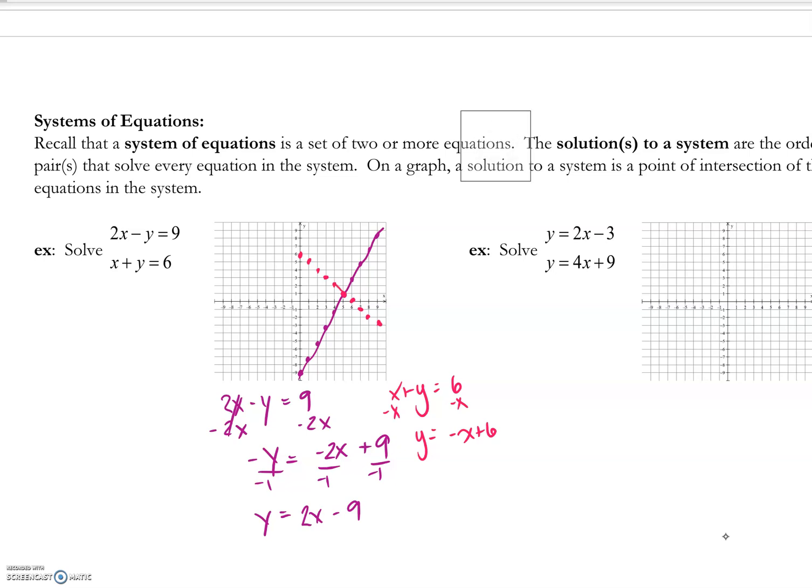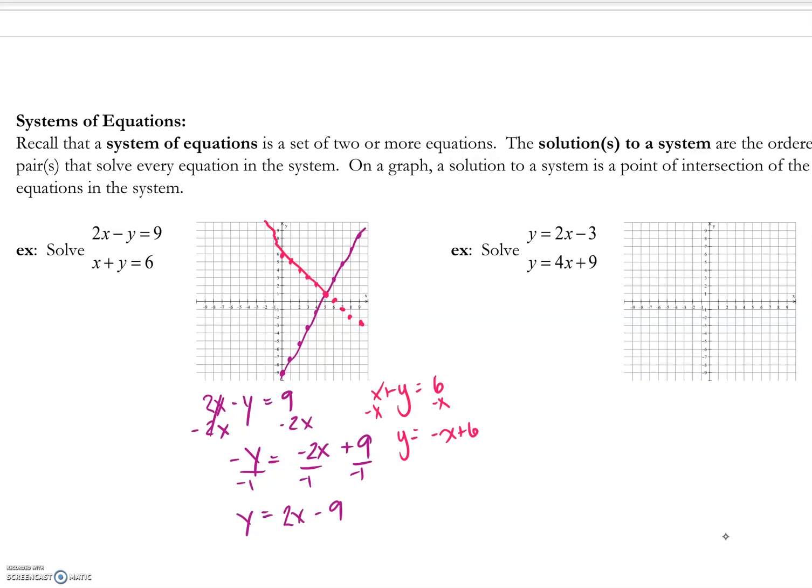So I see that these two lines intersect at one point. The point here is 5, 1. So the solution to this system is the ordered pair 5, 1. I'll be honest though, solving for y and then graphing and finding a point of intersection is kind of tedious and it takes a lot of time. So instead, we can solve this system algebraically.